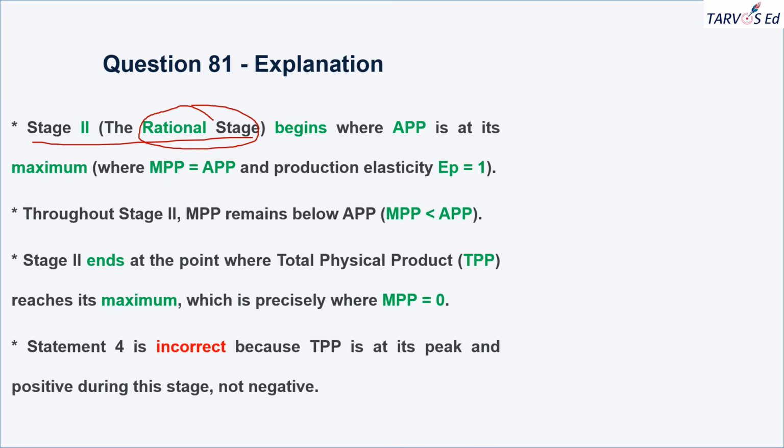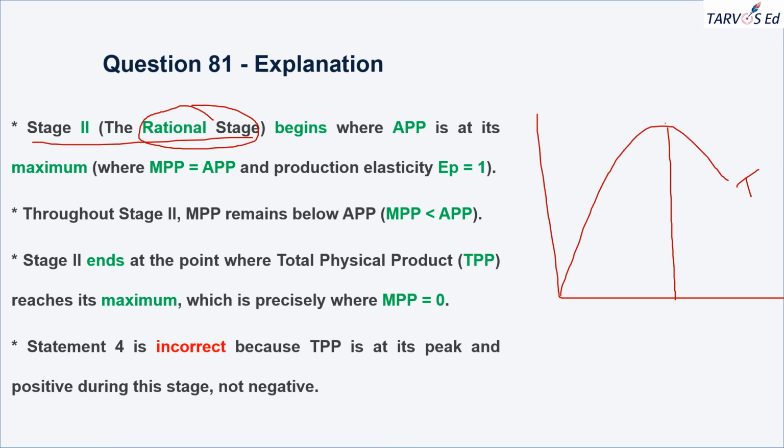So it begins where, before explaining this, let me draw the diagram. This will be your TPP curve, and where TPP is maximum, your MPP will be 0. This will be your MPP curve, and then one more curve is APP. Where APP cuts MPP, this is your first stage, this will be your second stage, and this will be your stage 3.